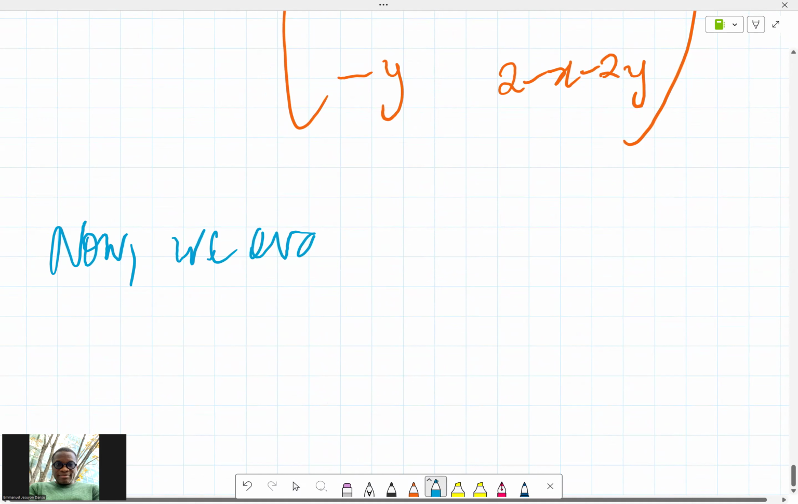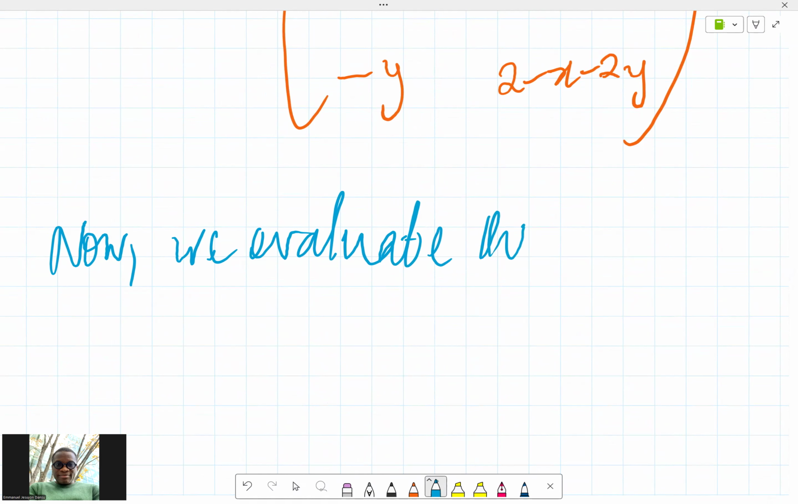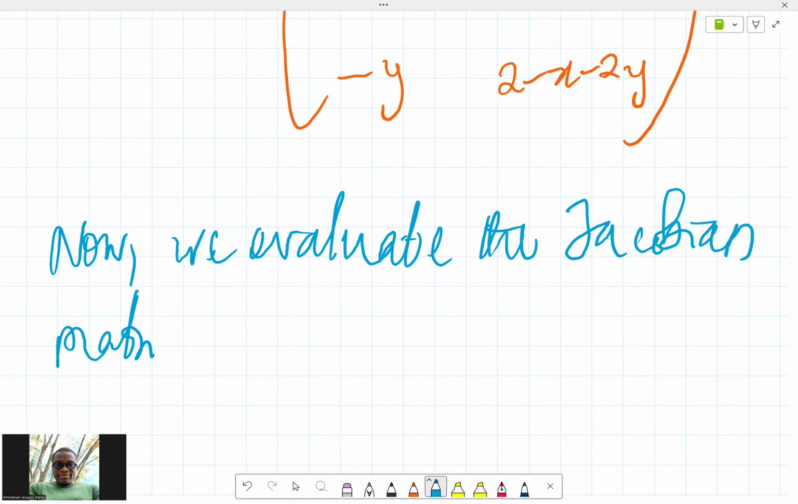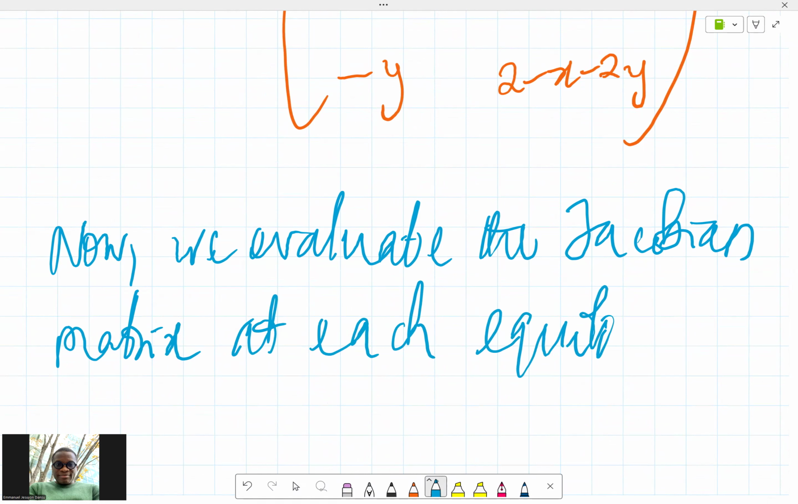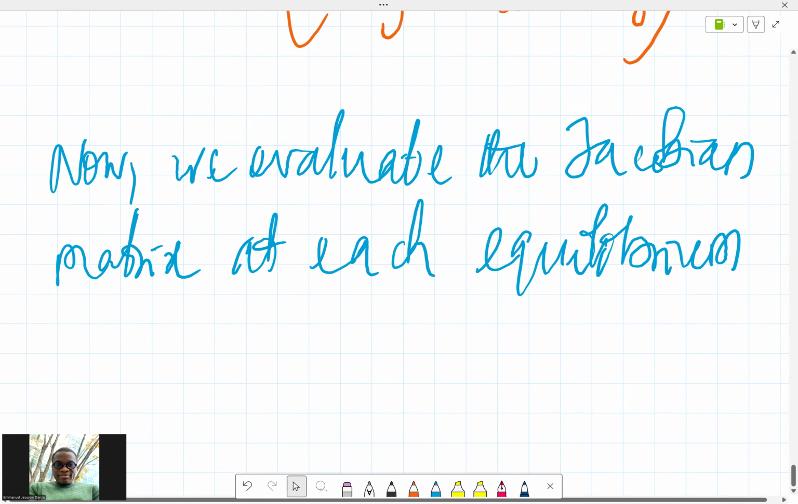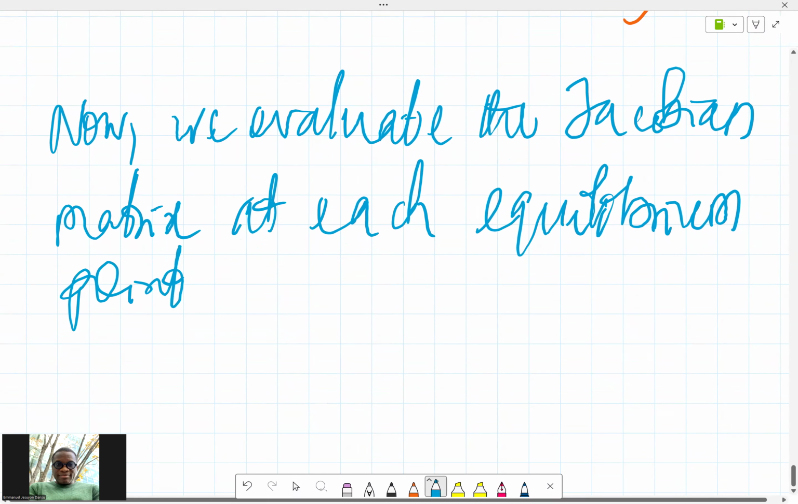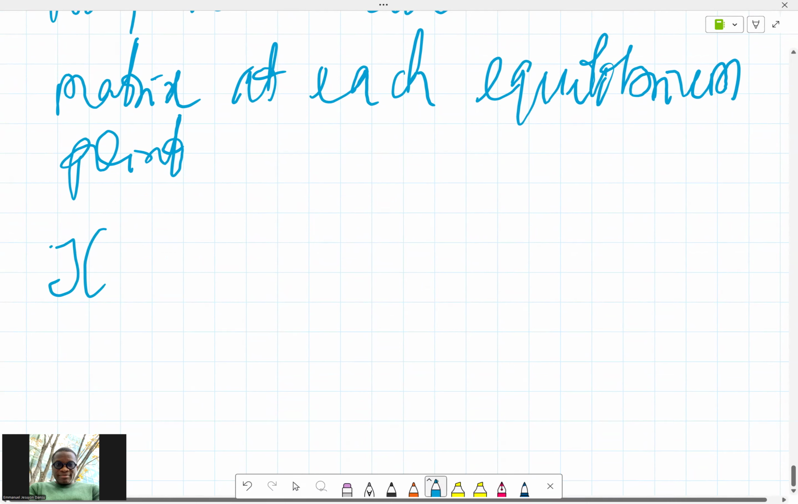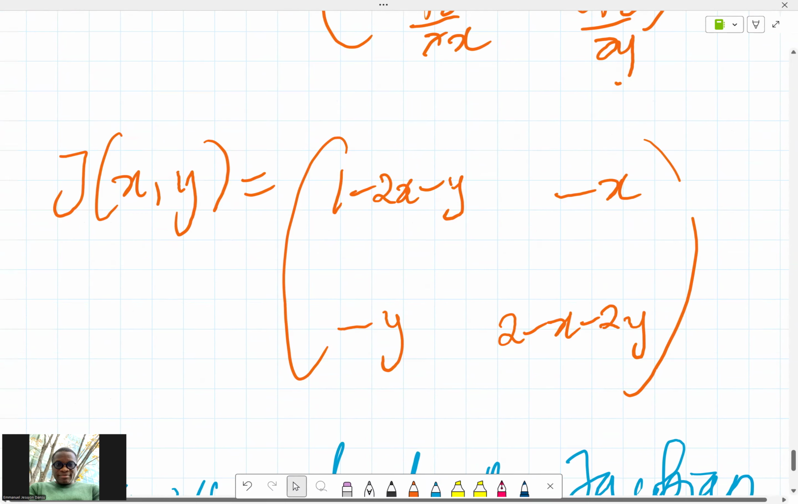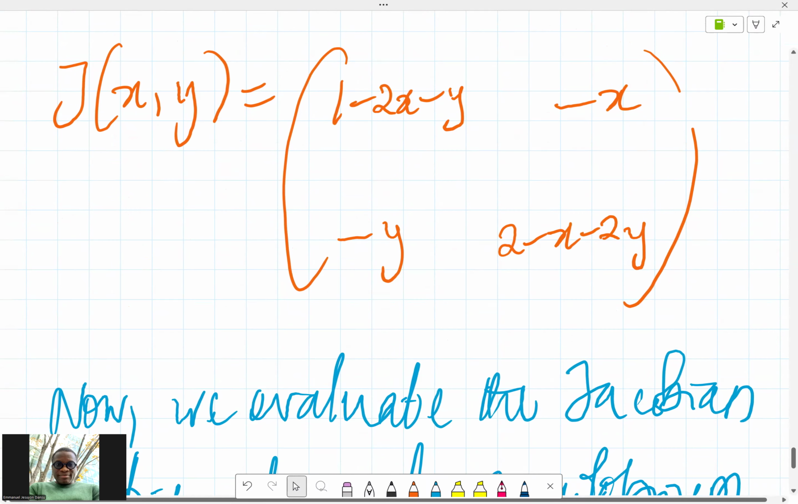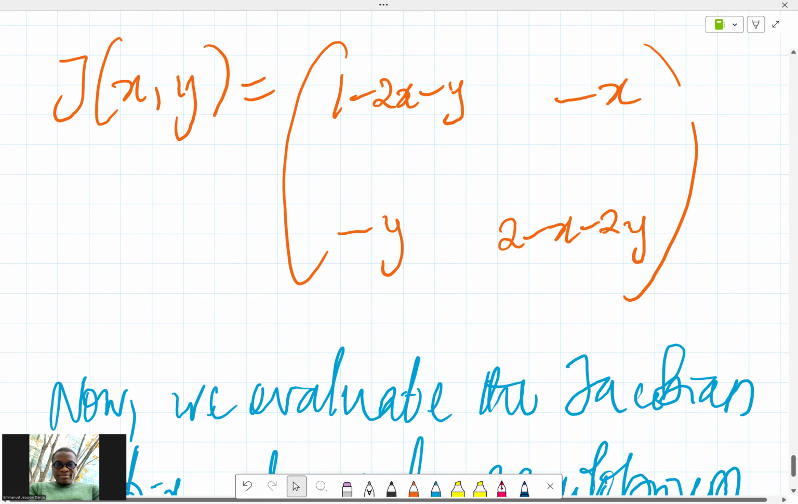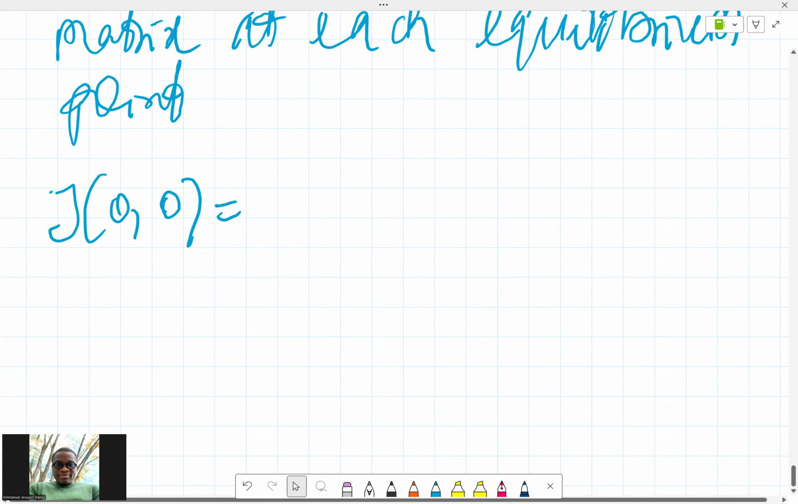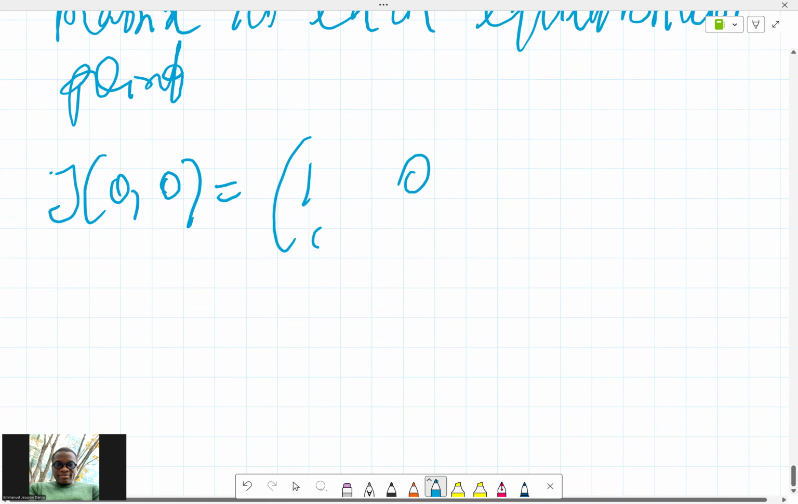We evaluate the Jacobian matrix at each equilibrium point. Okay, so starting with 0, 0. So J of 0, 0, that's pretty easy. Anywhere you see a variable, that just goes to 0. So here we have 1, 0, 0, 2.